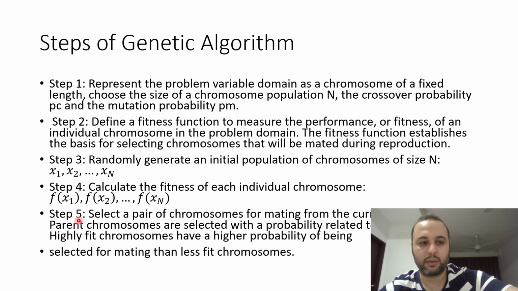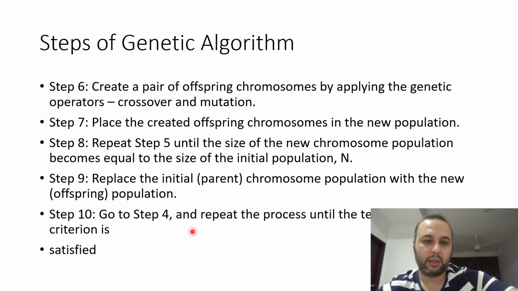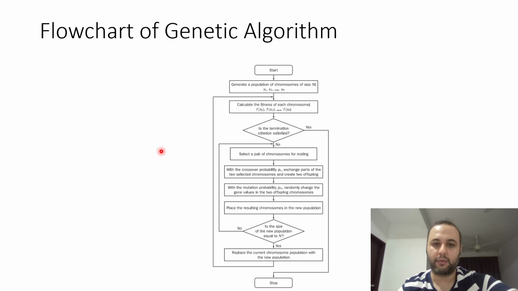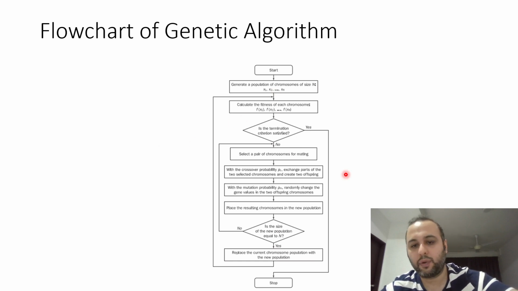Then select the pairs. After this, step 5 is how to make the next generation. For the next generation, we select the parents to apply the crossover and apply the mutations. Then step 8 goes back to step 5. Repeat again, next generation evaluation, next generation evaluation, until the termination condition is satisfied. And here you can see the flow chart of the genetic algorithm.